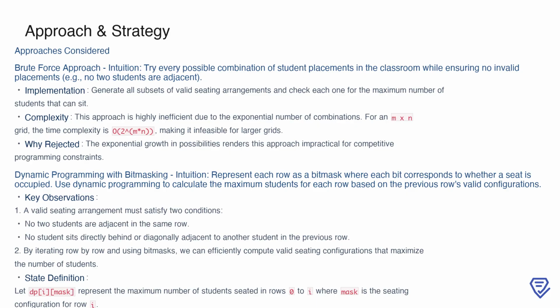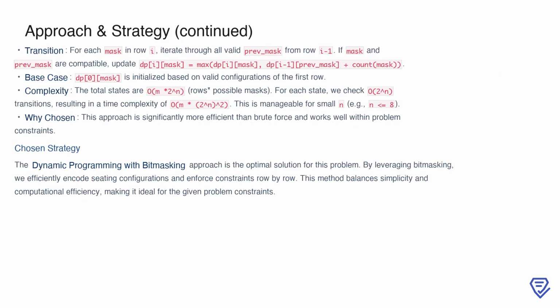The state is defined as dp[i][mask], which represents the maximum number of students seated in rows 0 to i given a specific seating configuration for row i. This approach allows us to systematically explore all valid arrangements while avoiding the inefficiencies of brute force. Now, let's examine how the dynamic programming with bit masking approach works.